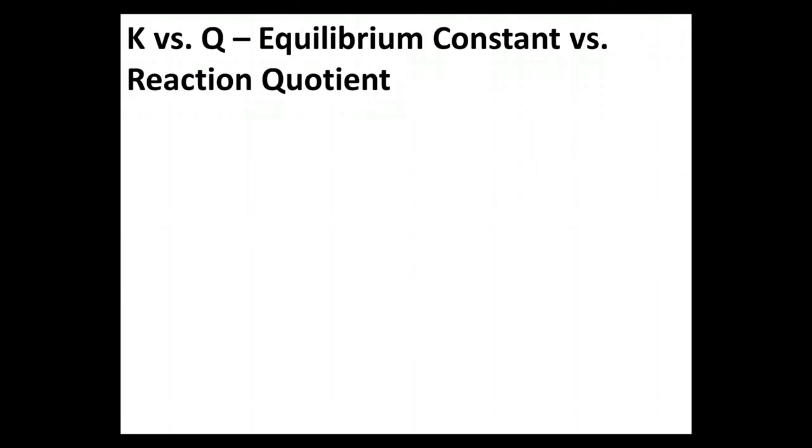Here's a topic that sometimes confuses people a little bit. What's the difference between K and Q? Simply put, K is something you can look up in a table. Q tells you where you're at right now.